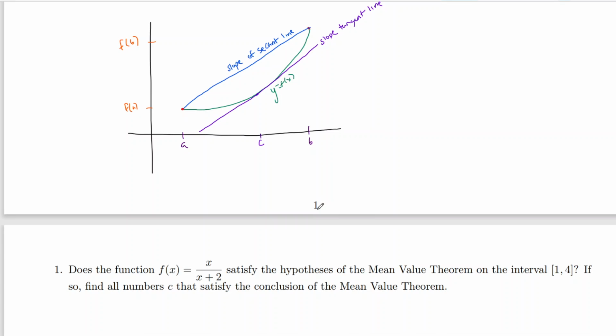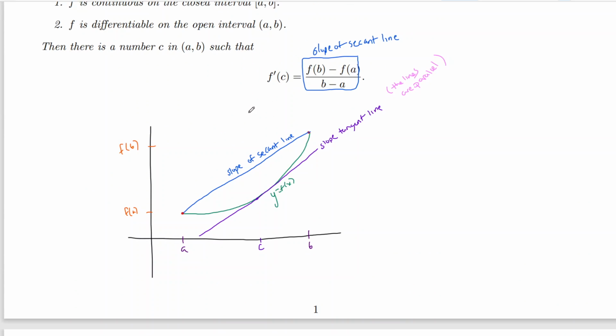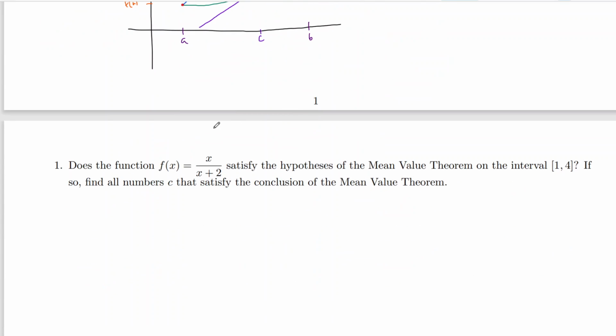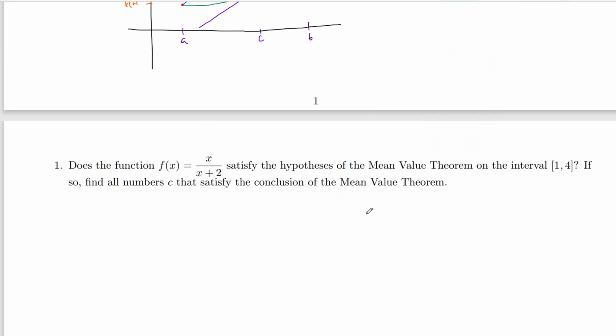But what we're just going to go ahead and do is use it really like the first one. We want to make sure we know that functions satisfy the conditions, or the hypotheses, of the mean value theorem. But because the derivative is not going to be 0 all the time for the mean value theorem, because it's just going to be the slope of the secant line, what we're going to have to do is actually find that c value if all the conditions are met. So number 1 here, and this is the only one, because with the mean value theorem, this is really all we can ask. It says, does the function f of x equals x over x plus 2 satisfy the hypotheses of the mean value theorem on the interval 1 to 4?